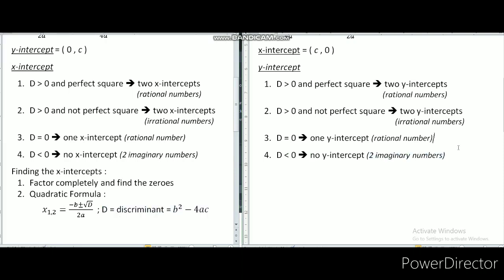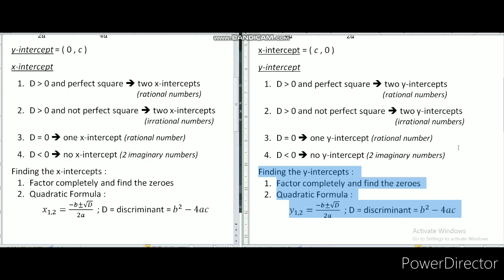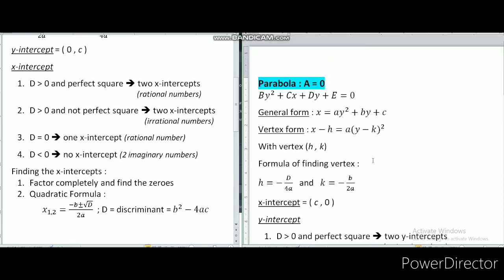So it's the same. Finding the value of your y-intercepts will be two methods. First, factor completely and find the zeros, only for the first case and third case. And the second one will be y1 and y2 using minus b plus minus square root of D over 2a from the general form. Okay, the b, a, and c, you get from the general form here.